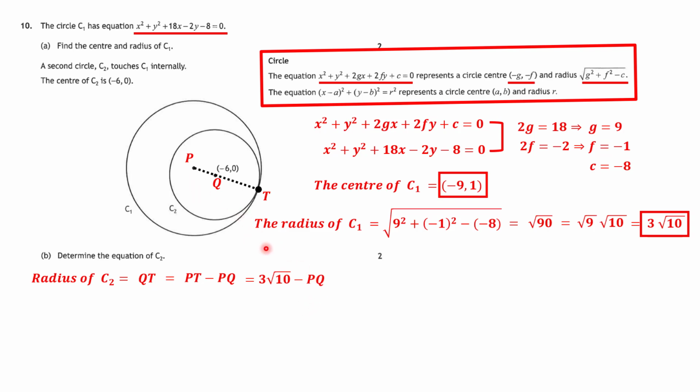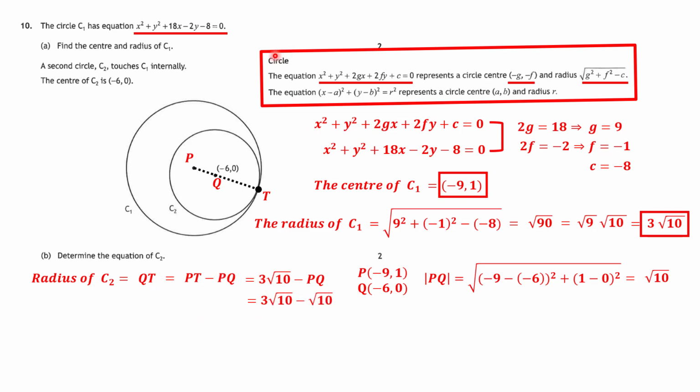Now all we need to do is find the length of PQ. So what do we know? We know the coordinates of P and Q. It's -9, 1 and -6, 0. So the length of PQ is going to be the square root of the difference in the x coordinates squared plus the difference in the y coordinates squared. Be careful, this will be a plus. So -9 plus 6 gives you -3, and 3 squared is 9. 1 minus 0 is 1, and 1 squared is 1. So the answer is going to be the square root of 10. So we can now say that the radius of C2 will be 3 √10 take away PQ. PQ is √10, so it will be 3 √10 take away √10, which is 2 √10.